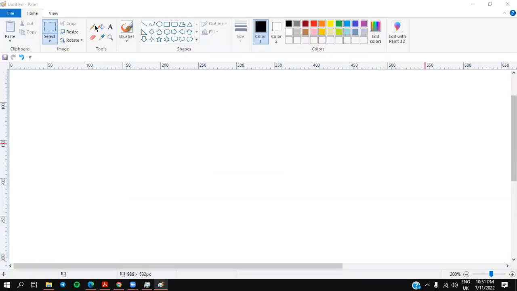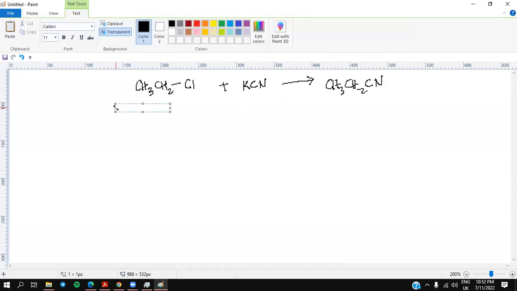Let's see how a halogenoalkane, CH3, CH2, if it's a chloroalkane, is going to react with cyanide. Usually we use KCN. The product will be CH3, CH2, CN. The reactant over here is chloroethane.